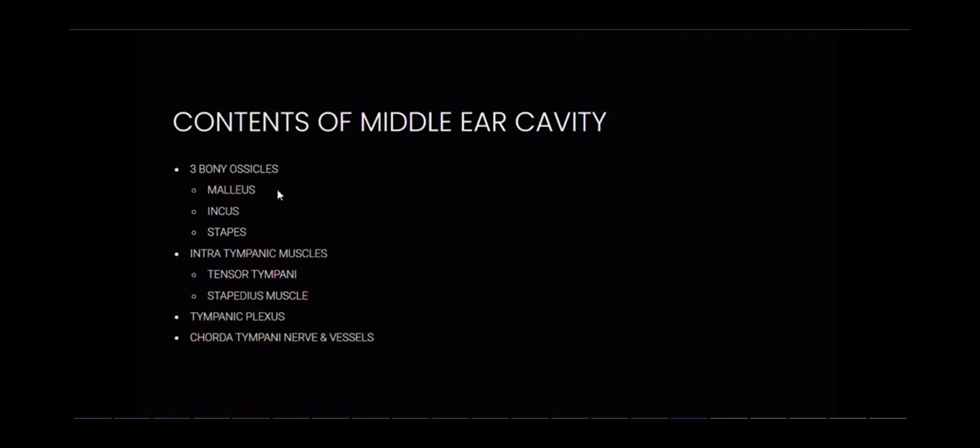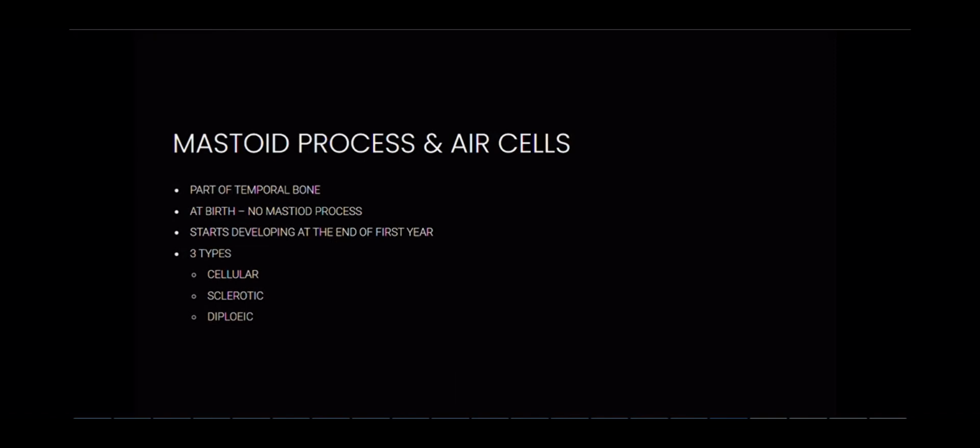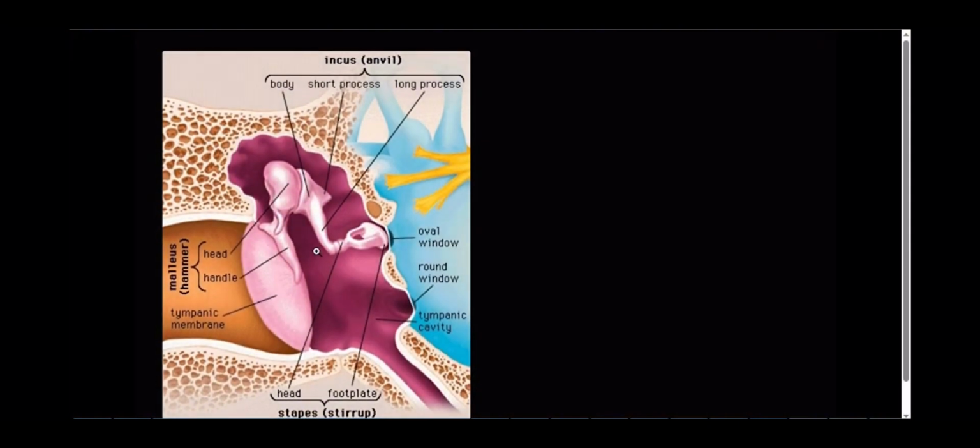Now coming to the contents of the middle ear cavity, we have the bones: malleus, incus and stapes. There are two muscles, the tensor tympani and the stapedius muscle. You have two nerves, the chorda tympani along with the tympanic plexus. Coming to the mastoid process and air cells, we have three types of aeration: cellular, sclerotic and diploic. Here we have the pictorial representation of the ossicles along with the middle ear cavity, that is the epitympanum, the mesotympanum and the hypotympanum.